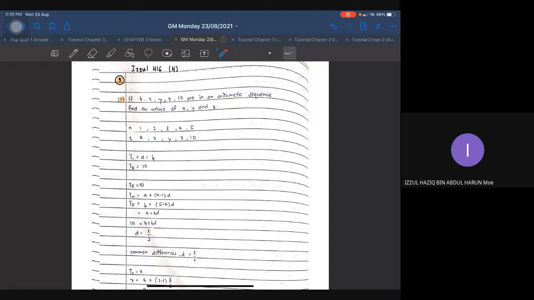Assalamualaikum and welcome. Okay, so for today, I will be explaining question 3C. So first of all, the question asks if 4, x, y, z, and 10 are in an arithmetic sequence, find the values of x, y, and z. So first of all, apa? Salah? Apa dia?